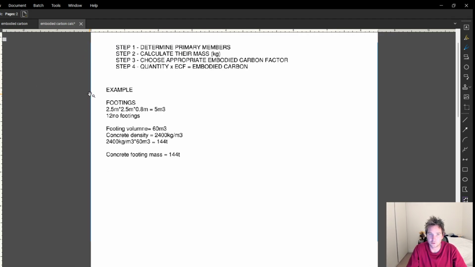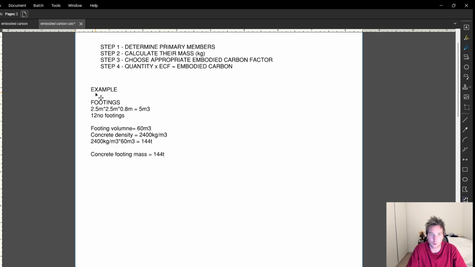If we look at the footings that I had for my portal frame, they're 2.5 meters squared, 800 thick. So they're 5 cubic meters, and I've got 12 of them. So I've got a total volume of 60 meters cubed. We know the concrete density is obviously 2400 kg per meter cubed. So we multiply those two together and we get 144 ton.